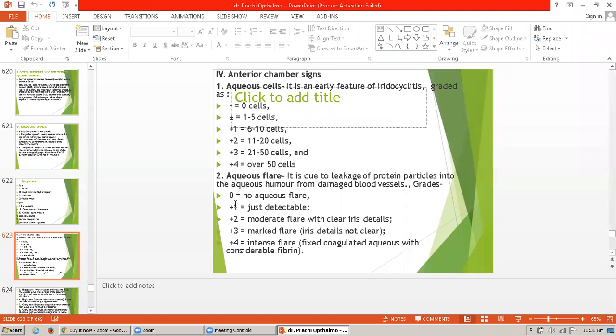Grade 0 shows no aqueous flare, +1 is just detectable, +2 is a moderate flare with clear iris details, +3 is a marked flare with iris details not clear, and +4 is an intense flare, that is fixed coagulated aqueous with considerable fibrin. So this is the aqueous flare, that is leakage of protein particles into the aqueous humor from the damaged blood vessel.